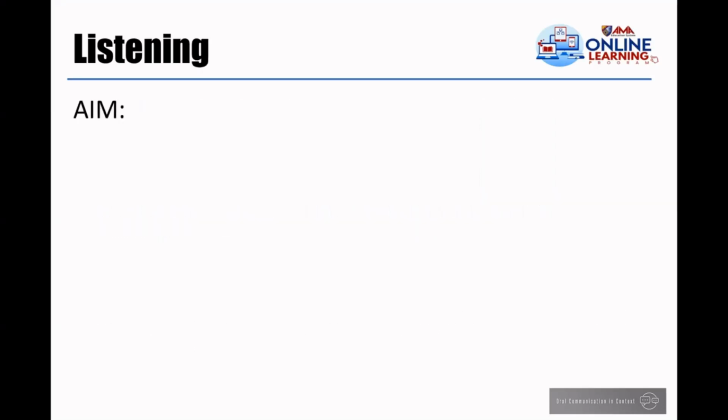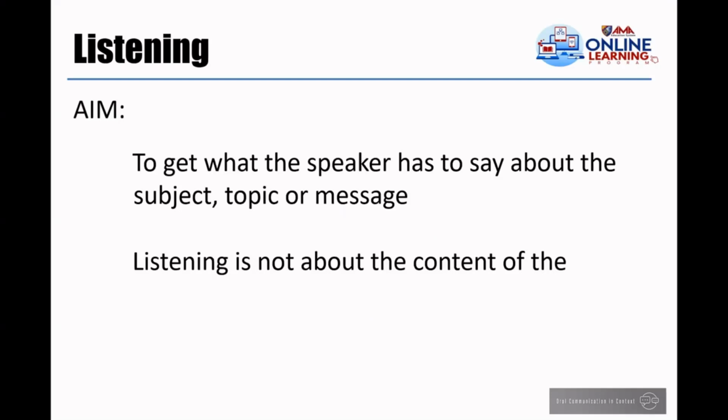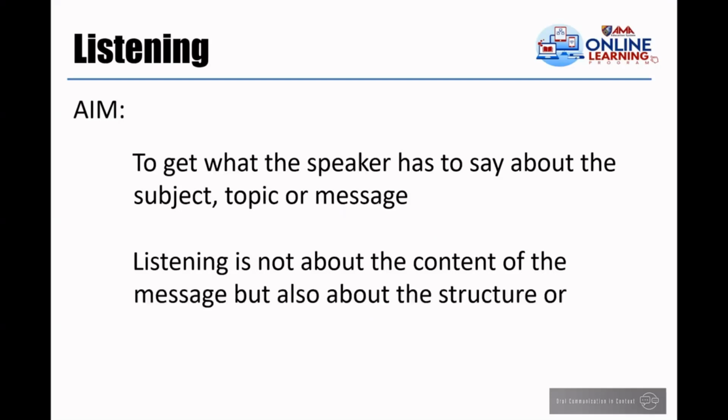So the aim of listening is to get what the speaker has to say about the subject, topic, or the message. And listening is not about the content of the message, but also about the structure or organization of the topic. Remember the Berlo's SMCR model? The message should be created based on the content, the element, the structure, the treatment, and the code. If we look into the content, the message should be complete. It should be delivered completely. This is about the entirety of the message from the beginning to end.